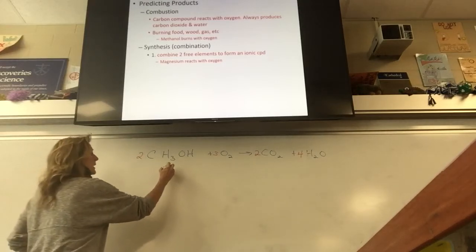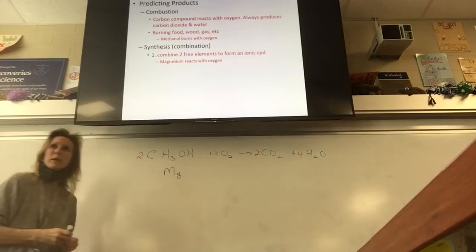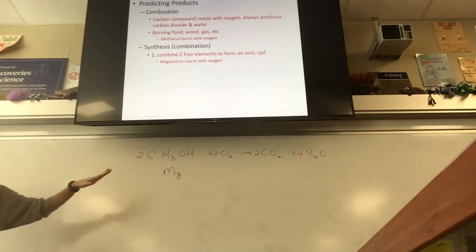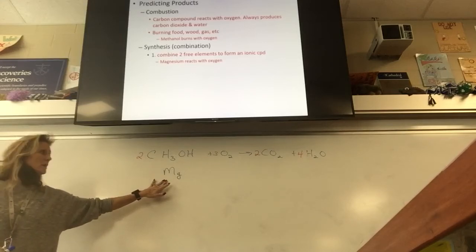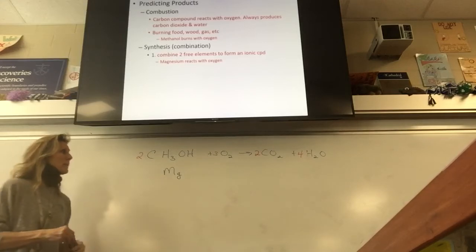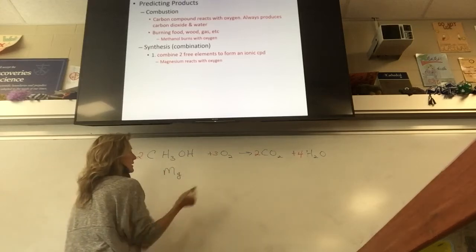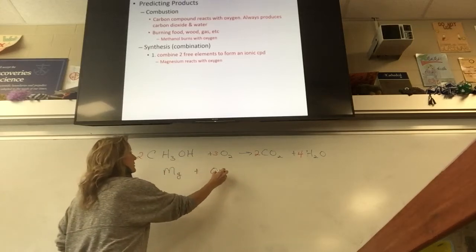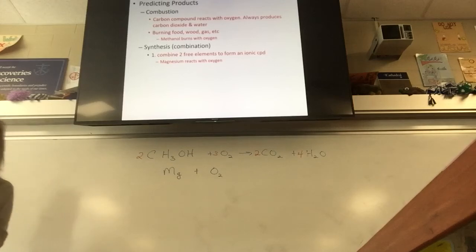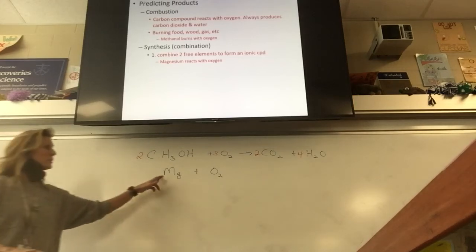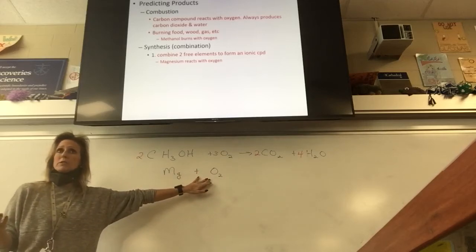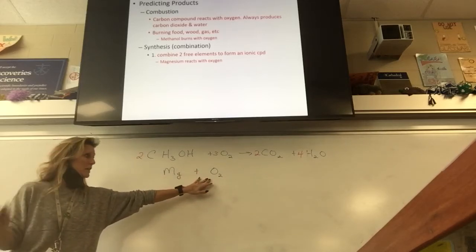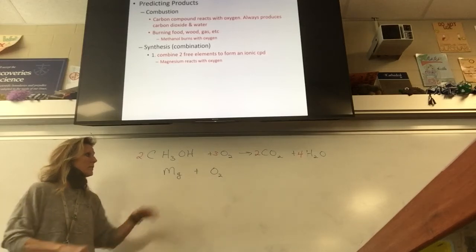Okay, now magnesium is a metal. It's on the left side of the stair step. It's just plain old Mg. It is not a diatomic. So we just write Mg. But oxygen, just like in the combustion reaction, is O2. Non-metal. And so that's your clue. We have 2 individual elements. Even though this is diatomic, that's how oxygen exists when it's all by itself.